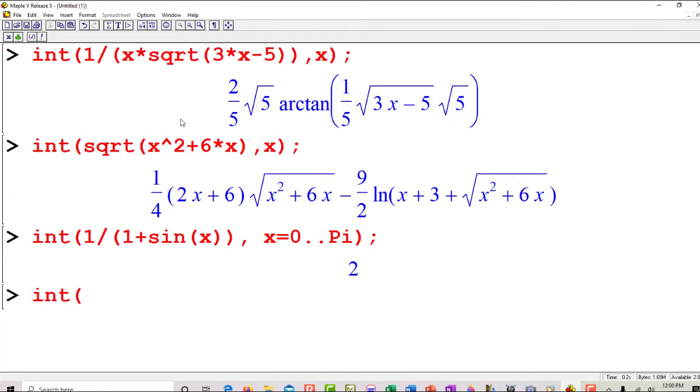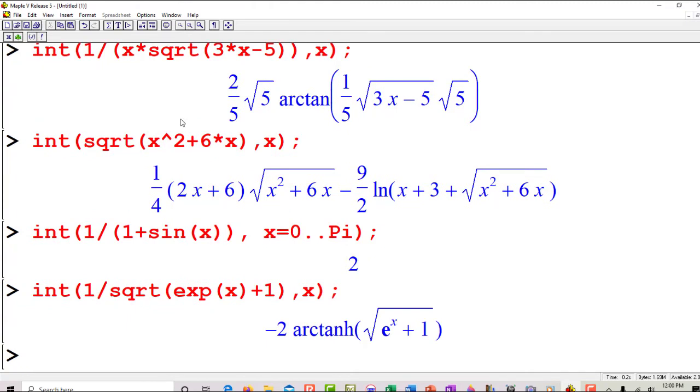Suppose I'm integrating 1 divided by the square root of exp of x plus 1. exp of x is the exponential function e to the power of x. That's how you express that in Maple. And it gives me negative 2 times the inverse hyperbolic tangent of the square root of e to the x plus 1. Isn't this truly phenomenal? But I want you to see some others.